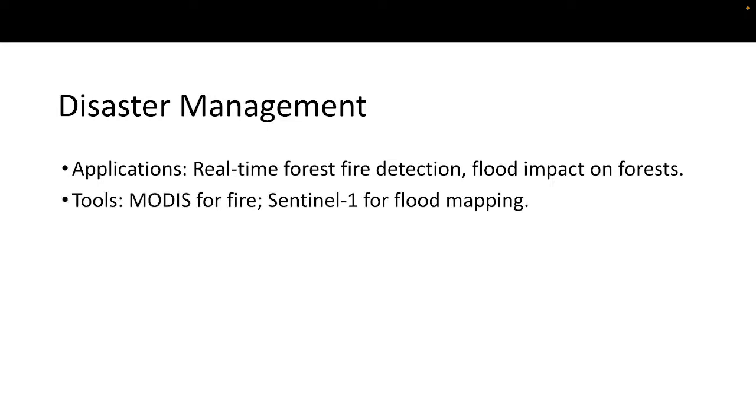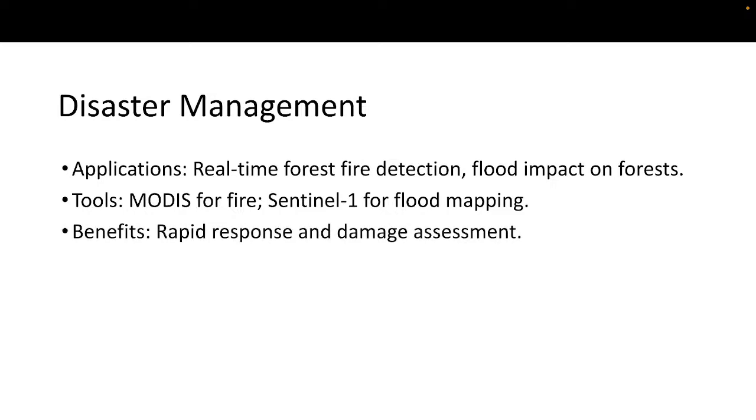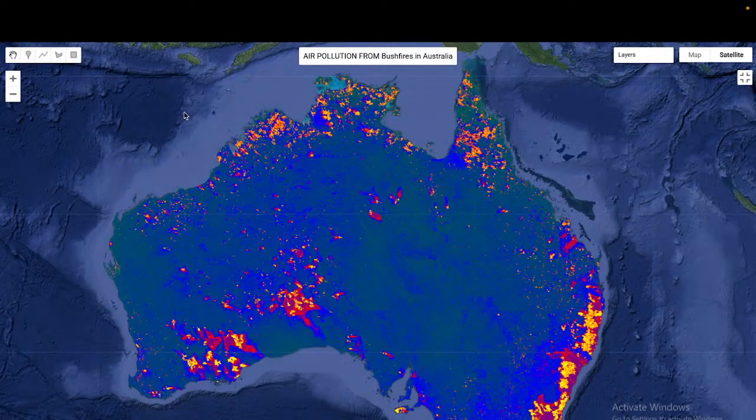And we will use different types of data here. For the fire, we can easily get the data from MODIS, or Sentinel-1 for flood mapping, and benefit rapid response and damage assessment. Here you can see one kind of forest fire, basically a bushfire in Australia. So we can easily identify this type of place where we find the fire.